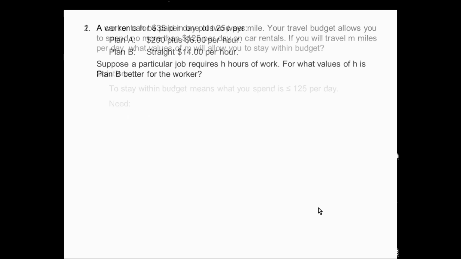Number 2. A worker can be paid in one of two ways. Plan A, $200 plus $6 per hour. Plan B, straight $14 per hour. Okay, notice under Plan A, if the guy works for 1 hour, he's made $206. Under Plan B, he's only made $14. Now suppose a particular job requires H hours of work. For what values of H is Plan B better for the worker?